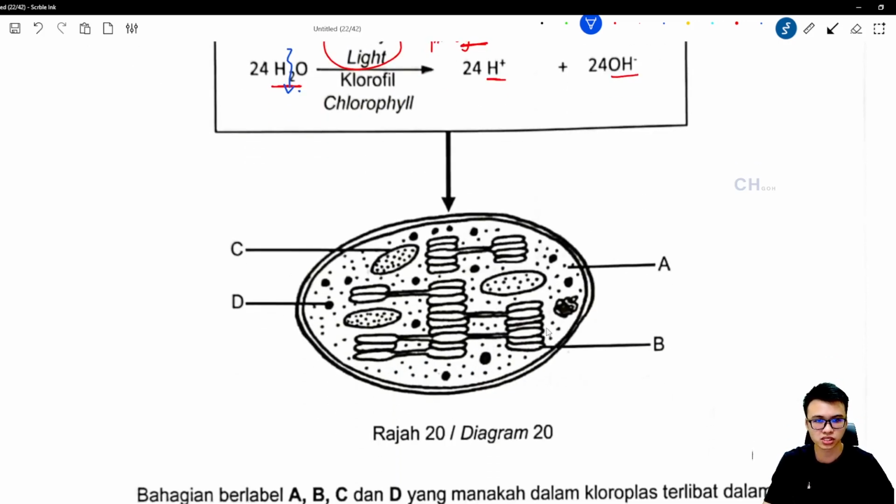So where is the chloroplast and chlorophyll? Oh, the whole thing here is called the chloroplast. My bad, guys. The whole thing here is called the chloroplast, but there's only one part that has the chlorophyll, which is the thylakoids. So the answer here is B. B is the thylakoid, which consists of the chlorophyll, and chlorophyll is able to absorb the sunlight to do the photolysis process. So the answer is B for this question.